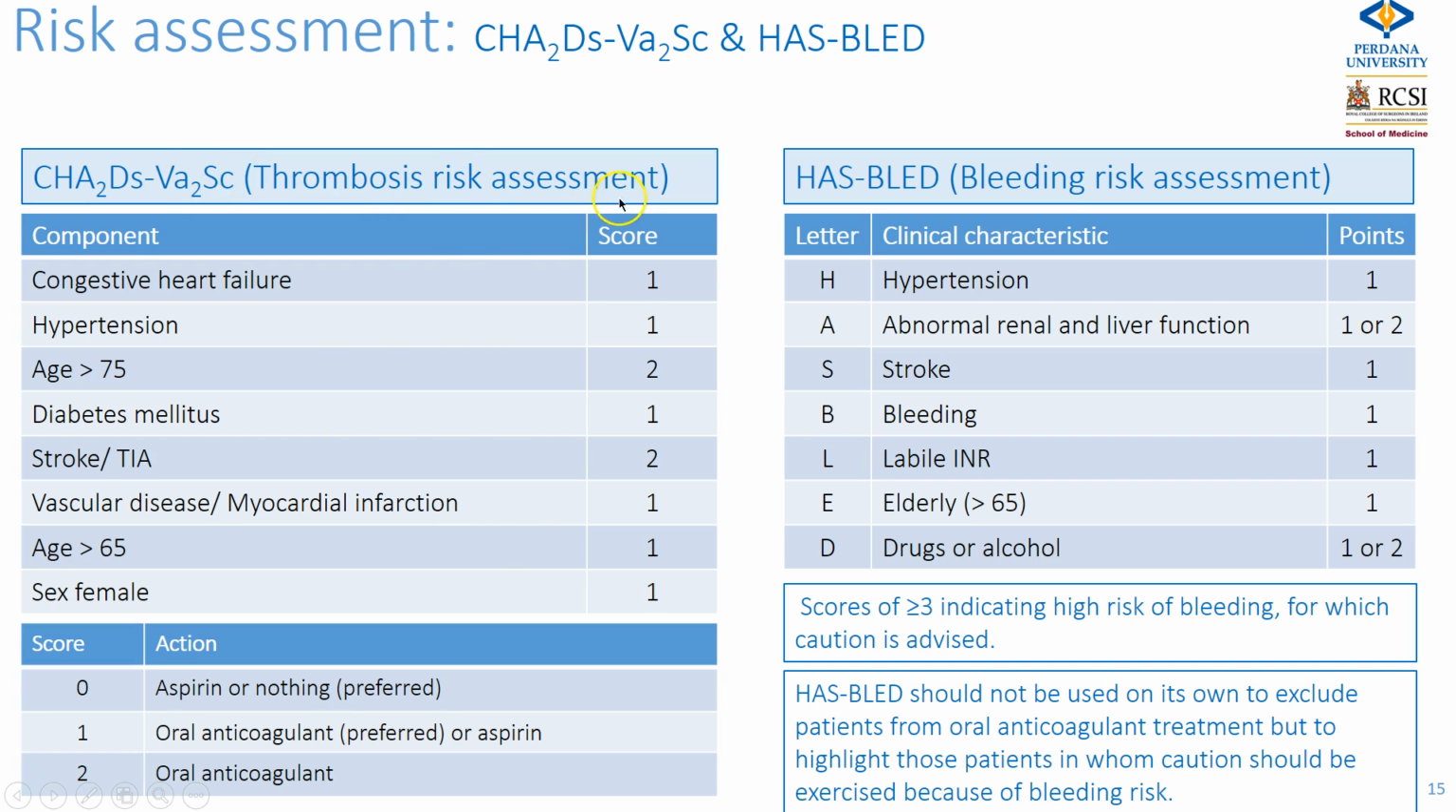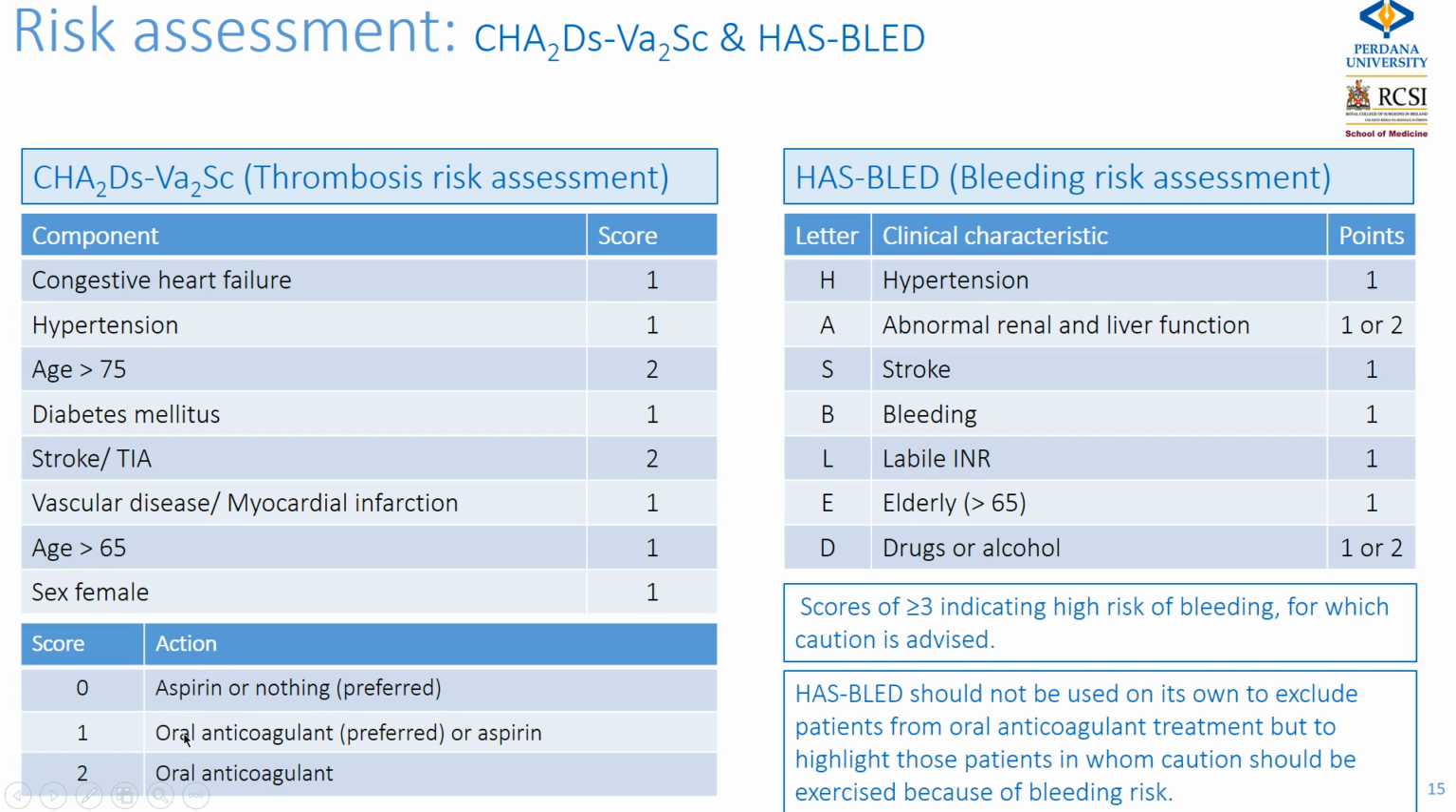CHA2DS2-VASc is for assessing thrombosis risk. So the components are the presence or absence of congestive heart failure, hypertension, age more than 75, diabetes mellitus, previous stroke or TIA, previous vascular disease, including myocardial infarction, age over 65, and female sex. If the score is 0, you don't need to provide any anticoagulation. Aspirin is no longer recommended.